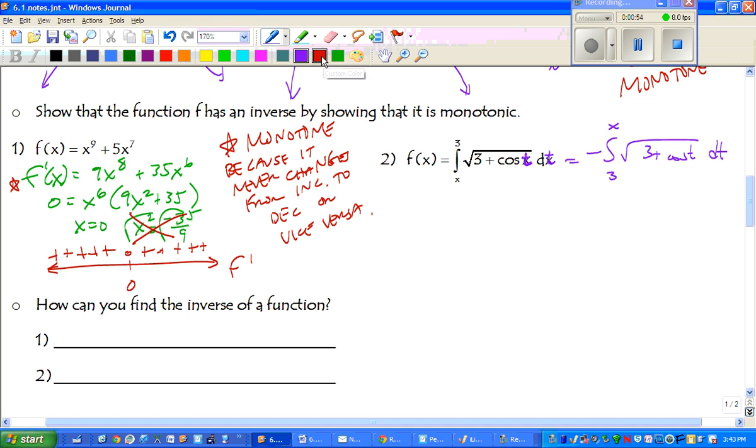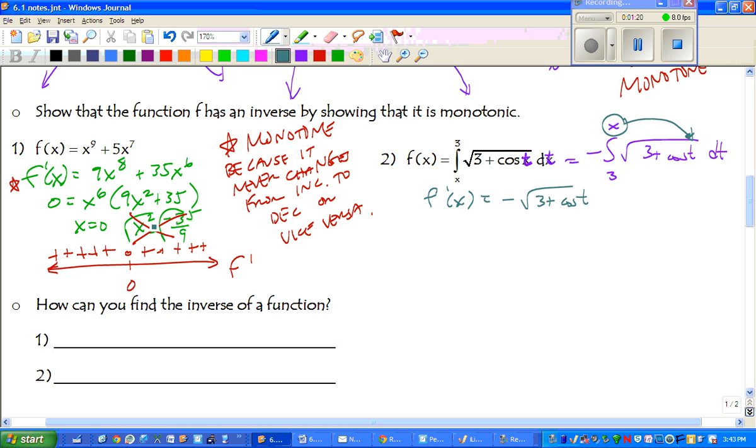If we want to take the derivative of that now, the second fundamental theorem of calculus basically tells us that in this case, we can actually just substitute x in for t. That's what's going to happen. If we went through the whole process, we could figure that out, but it's a nice shortcut that saves us some work. So we end up with negative square root of 3 plus cosine of t.